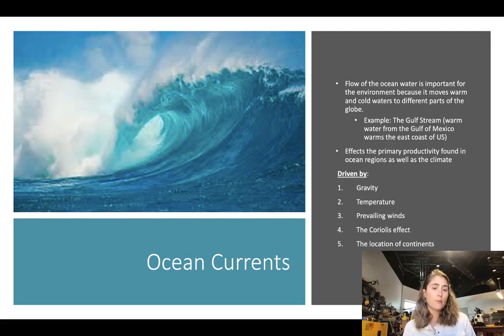We are really going to talk about ocean currents today, how ocean currents play a role in relative temperatures of the planet, and what actually drives ocean currents. We're going to talk about two different types of ocean currents: surface ocean currents and deep ocean currents. But all movement of the ocean is really important because it moves warm and cold waters to different parts of the globe, and those warm and cold waters are going to affect the relative land temperatures that they are traveling to.